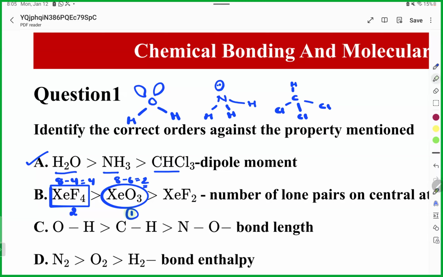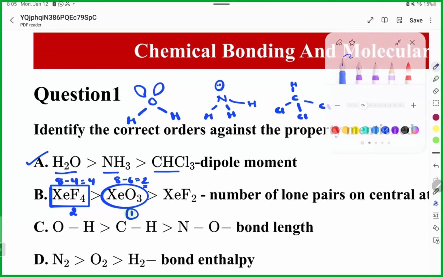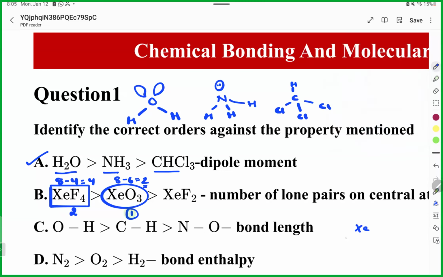How do I know? You can make a diagram. If you take xenon, then xenon 1, 2, 3, and this will be lone pair. Makes sense? You can check the number of electrons. We made a diagram of this.